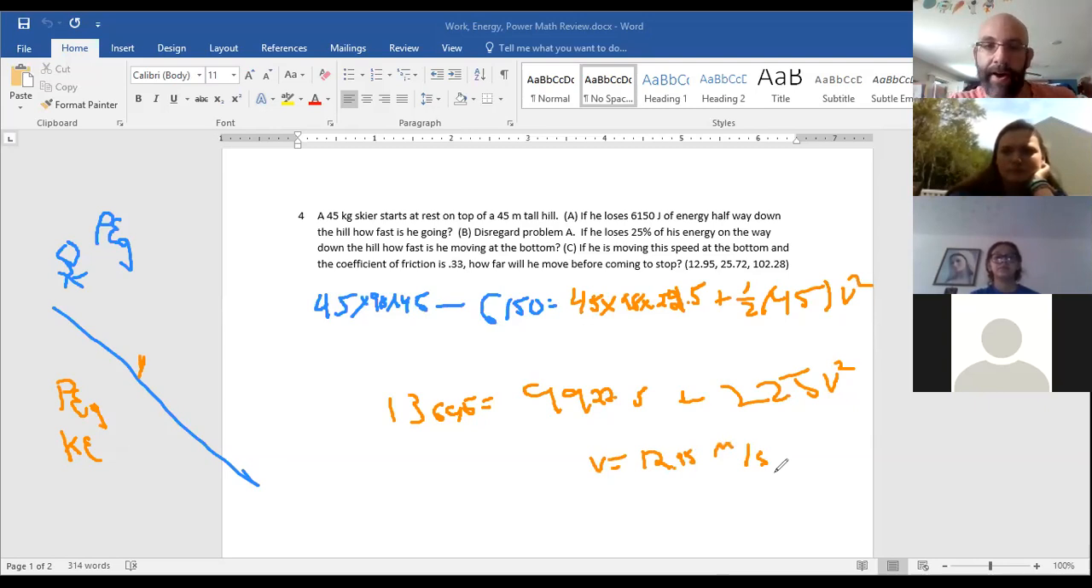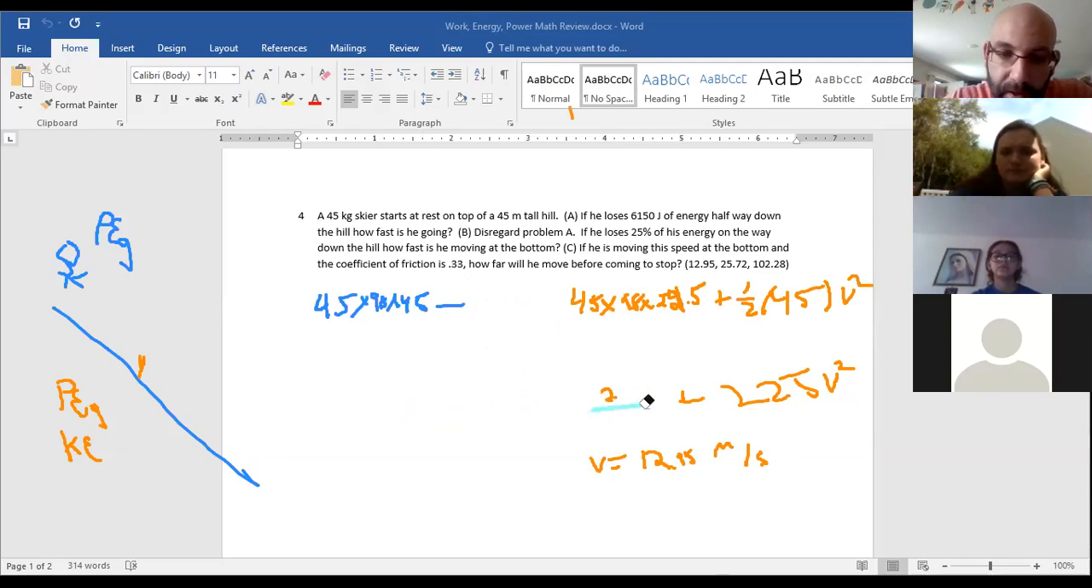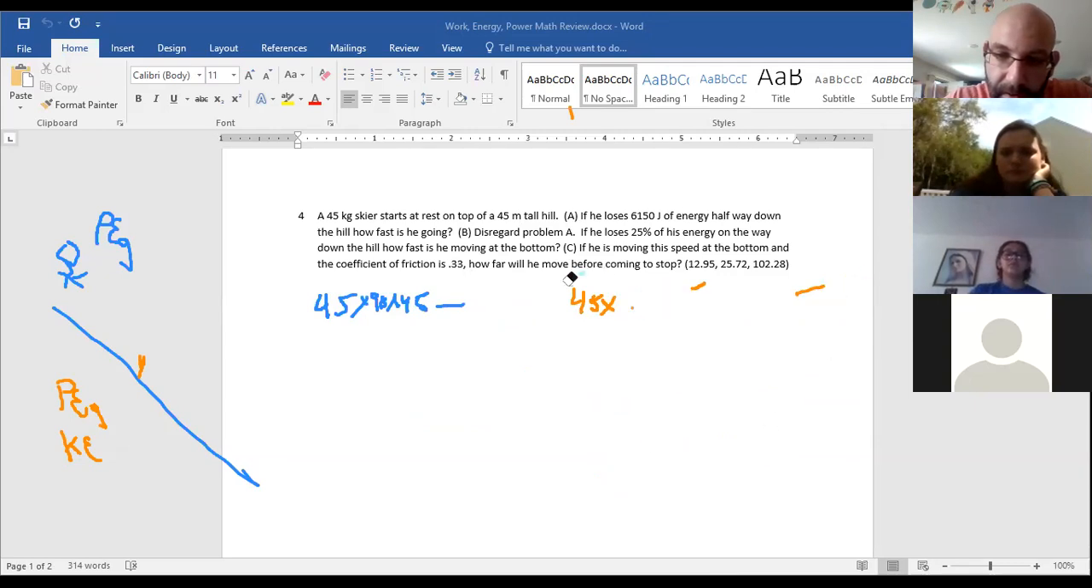Any questions about the first part? Okie doke. All right. So we don't need to erase all of this. All right, so in part B, the problem starts off the same way, so we'll leave the part in blue alone.